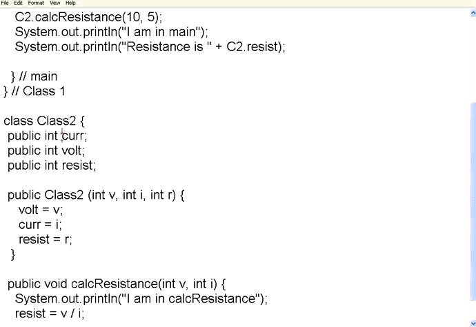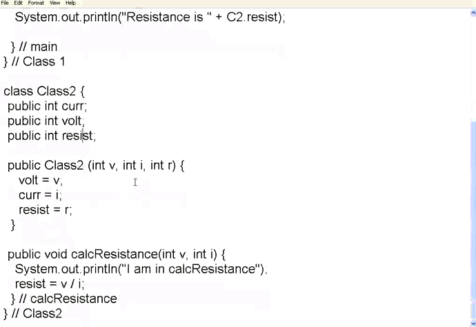I have got 3 attributes: curr, volt, and resistance. This is basically current, voltage, and resistance. There is a method I have declared, Class 2. This Class 2 has the same name as the class name. So if you have a method that has the same name as the class name, this is called a constructor.